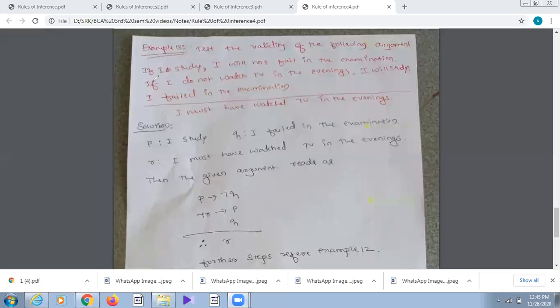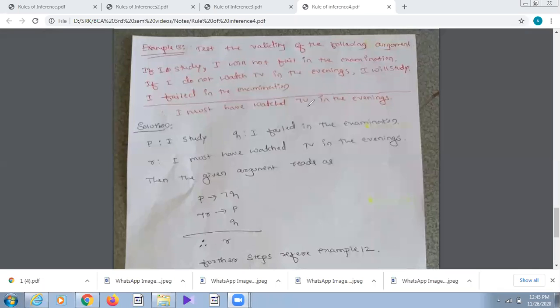See here, so this is the first premises. If I study, so comma, I will not fail in the examination. So this is the first premises. Second, if I do not watch TV in the evening, I will study. Third, I failed in the exam. And the conclusion: I must have watched TV in the evening. So this is the conclusion.